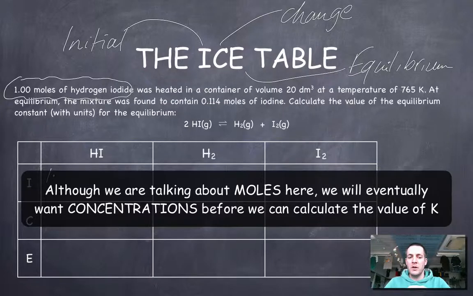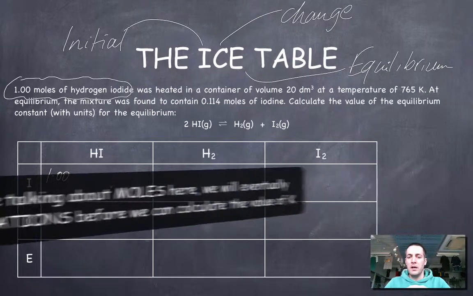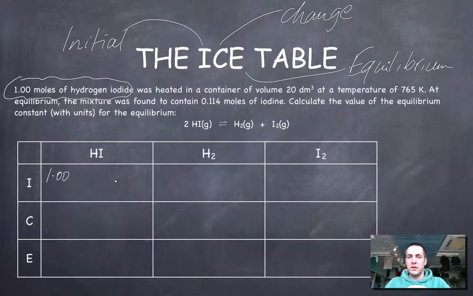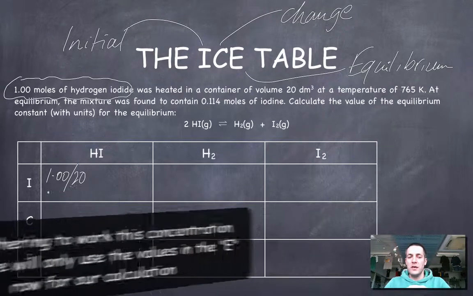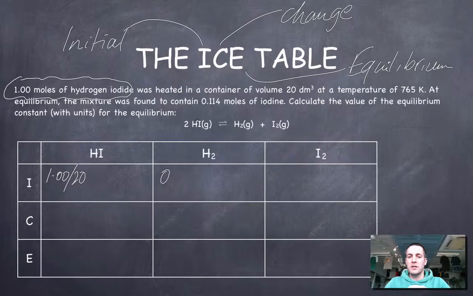But remember, we don't put moles into our equilibrium constant expression, we put concentrations in. So moles per dm cubed means we're dividing the moles by the dm cubed, so 1 over 20. What was the concentration of H2 initially? Well, it was 0 because there wasn't any put in there. What was the concentration of I2 initially? Also 0.